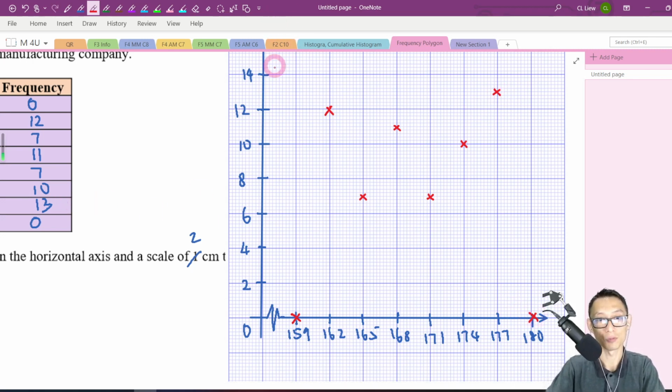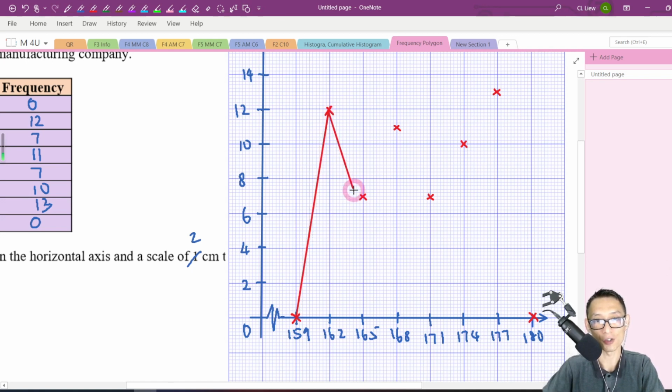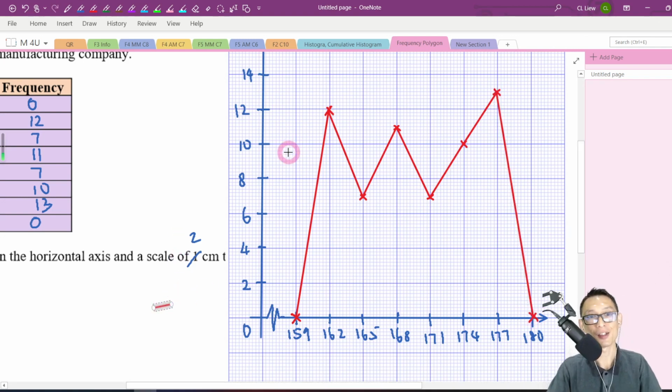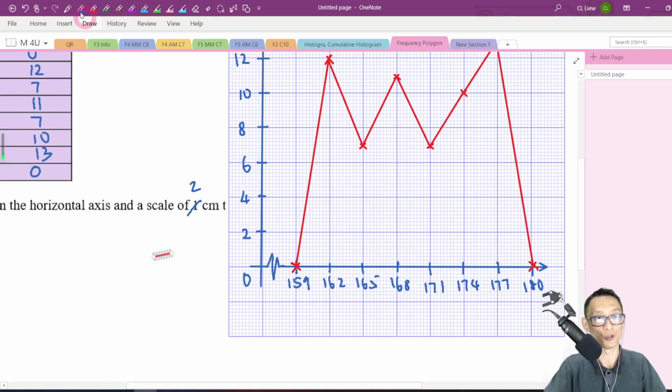For the next step, you cannot draw it freehand, right? All straight lines. You need to use your ruler to connect all these points together. Now this is the frequency polygon that we need to draw for this question. Oh, I forgot to label this one. This is lifespan, just copy from the table, and the unit is hours.